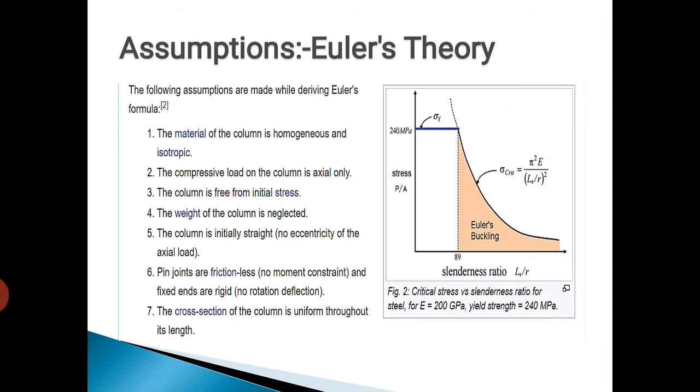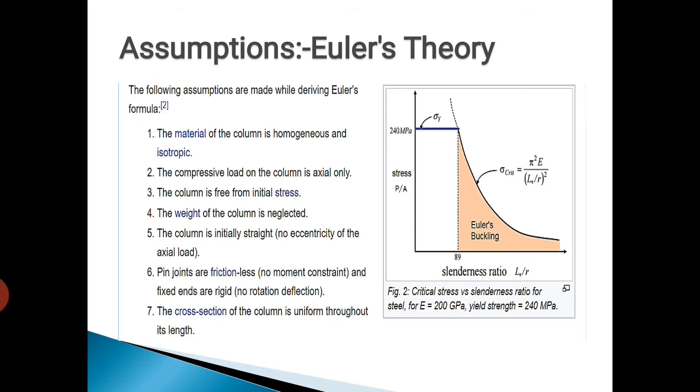So next point, assumptions of Euler's theory. So what is Euler's critical load? This figure shows critical stress versus slenderness ratio for steel, for E equal to 200 GPa, gigapascal, and yield strength equal to 240 megapascal. Okay, this figure shows critical stress. First of all, what is critical load?